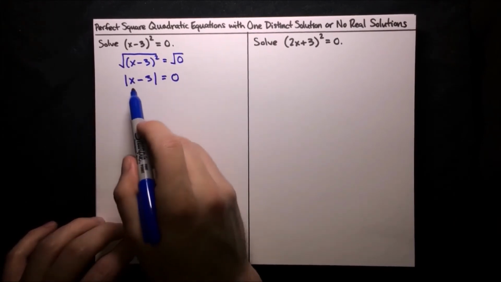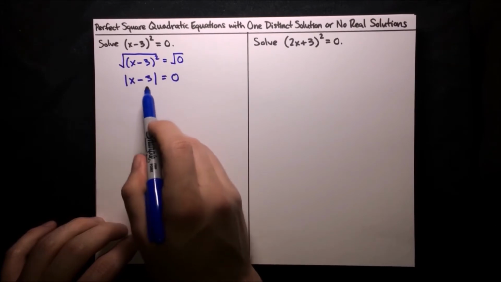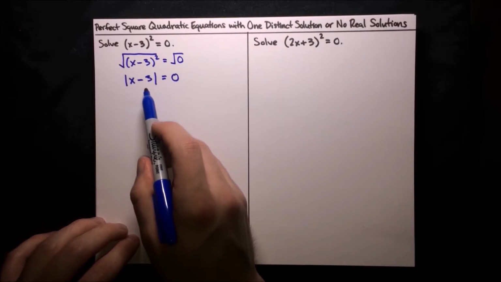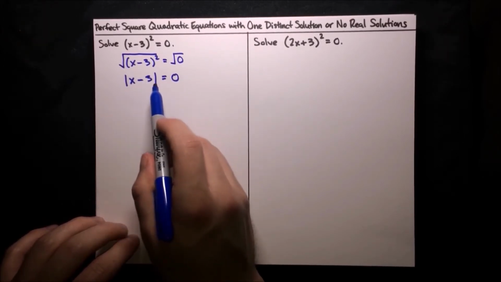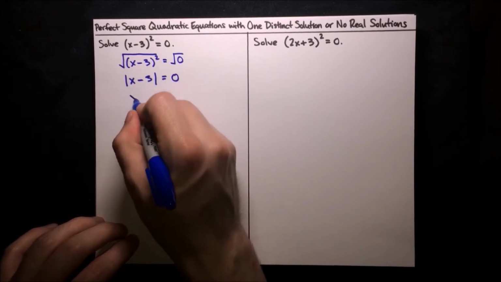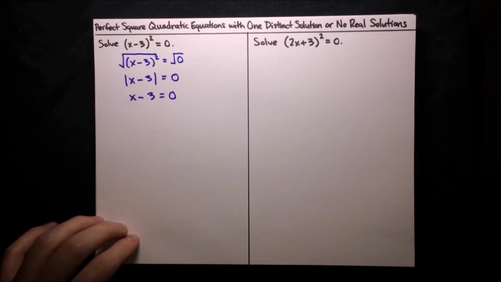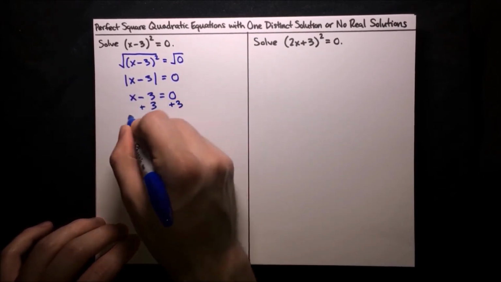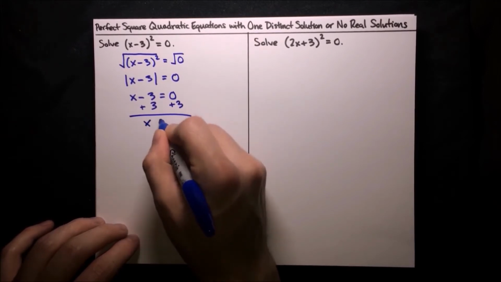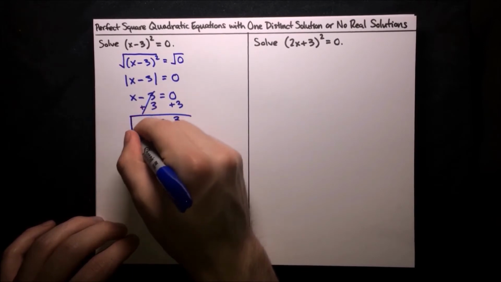Now, if the absolute value of something is 0, then that something has to be 0 itself. No other number has an absolute value of 0, because absolute value just measures distance from 0. So this inside of the absolute value, x minus 3, has to be equal to 0. X minus 3 equals 0. And finally, we can just add 3 to both sides and get that x is equal to 3. So there we go. There is our solution.